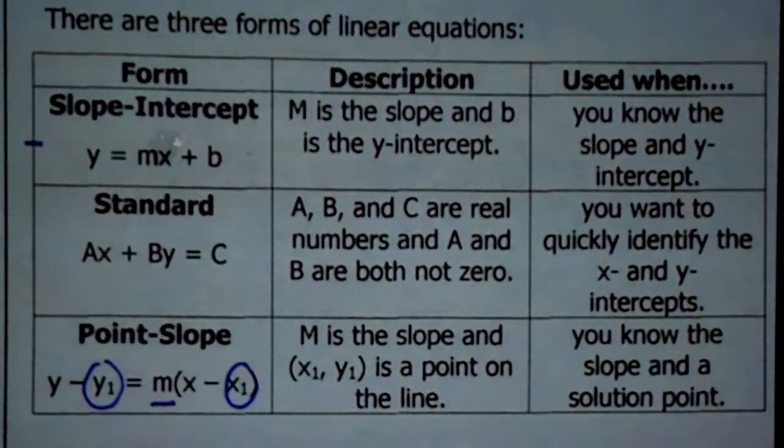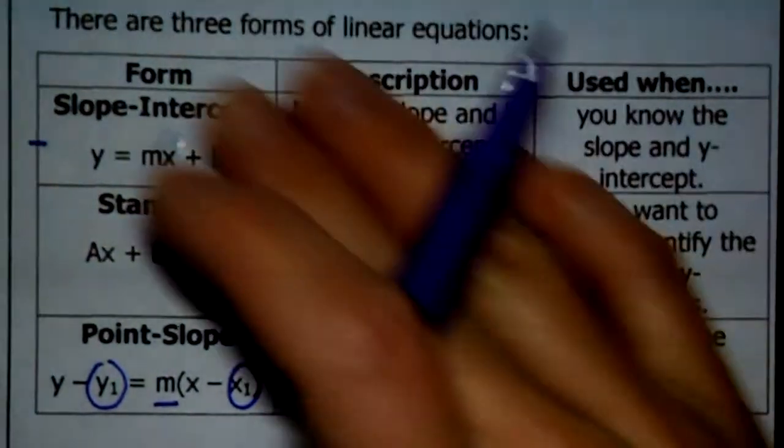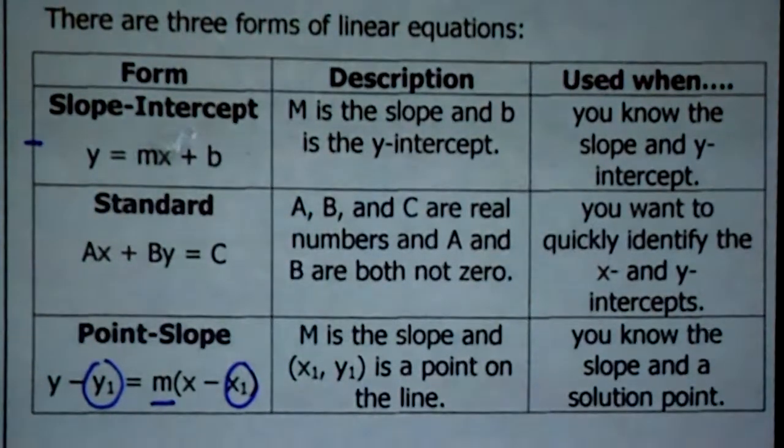So if you're given the slope and you're given an ordered pair that's a solution point, you can use point-slope form. This is what's used when you know the slope and a solution point. You can set it up into that equation. And all these can be rearranged back into y equals mx plus b. So, sorry, coffee. All right, let's move on to the next page.